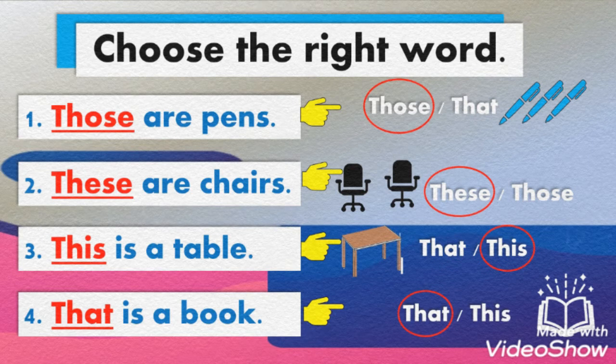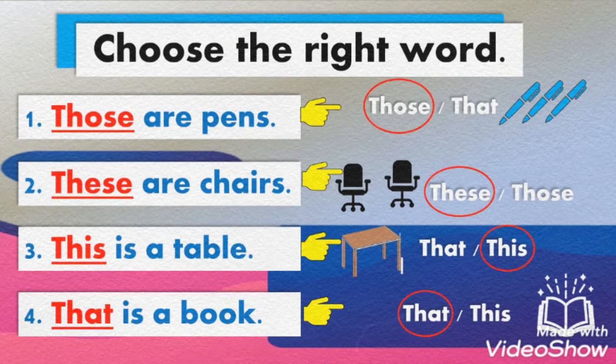Now let's move. So I will read the first sentence. Those are pens. The second one, these are chairs. Why do we choose these, not those? Because the chairs are near to us. Can you see the hand? It's very close, right? Number 3, this is a table.